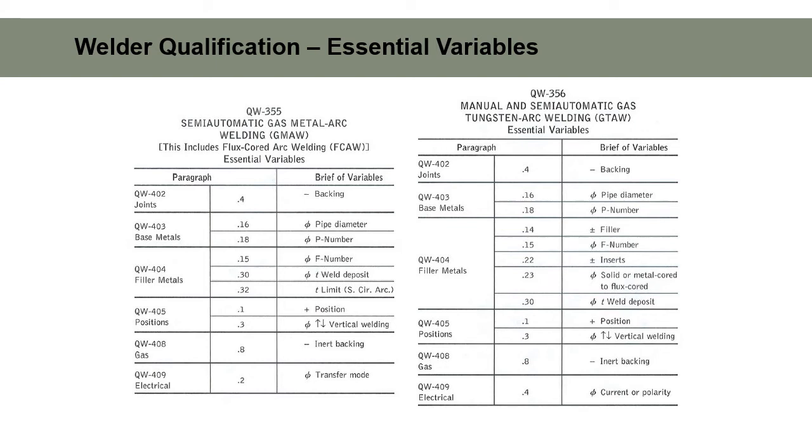And it's pretty similar for the one on the right, which is gas metal arc welding. You know, transfer mode, inert backing, position, if we're going up or down in the vertical position, filler metals, what's the F number, etc. You know, P numbers for material, base materials, etc. So welder qualification essential variables are a way smaller list than when you're qualifying a procedure. And this gives you a lot more leeway to use welders on different welding procedures. Like we said, welders don't qualify to a specific procedure, they qualify to a process.